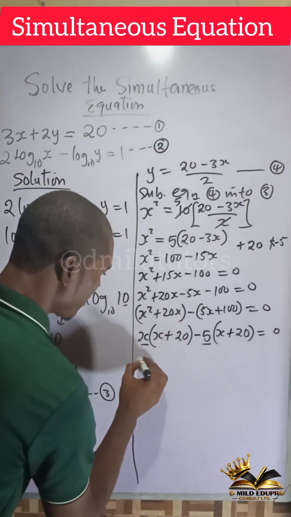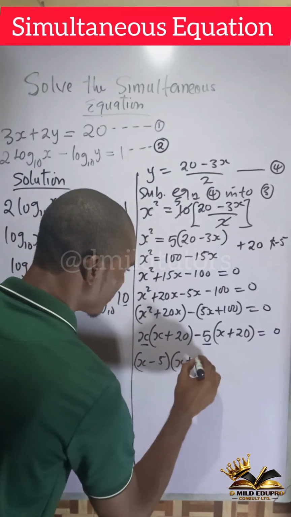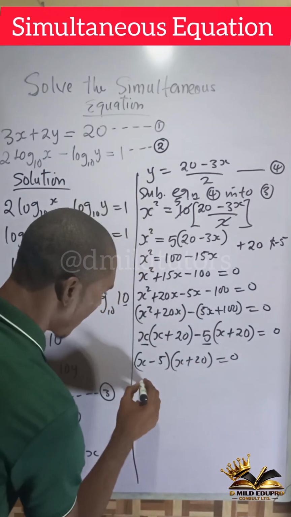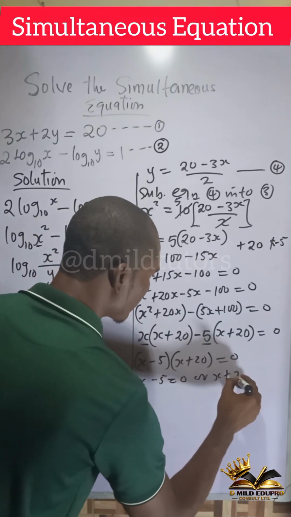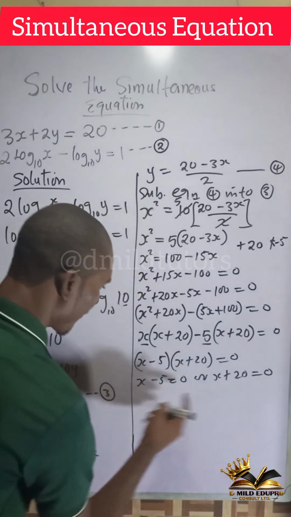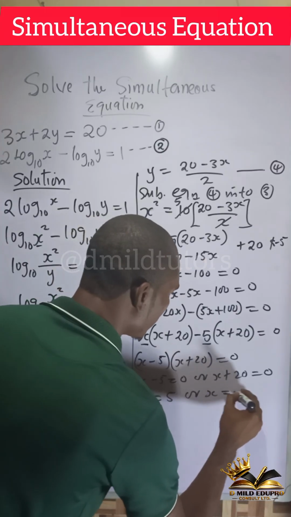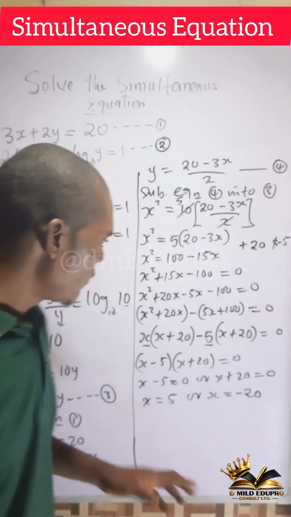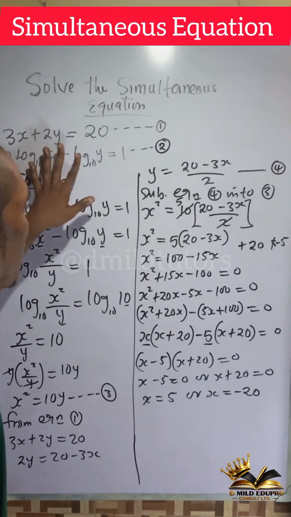So we pick these two terms, x minus 5. Then we pick one of these brackets, x plus 20 equals 0. And x minus 5 equals 0, or x plus 20 equals 0. Here, x equals 5, or x equals minus 20. We've gotten the value of our x. What is remaining? We need to get the value of our y.